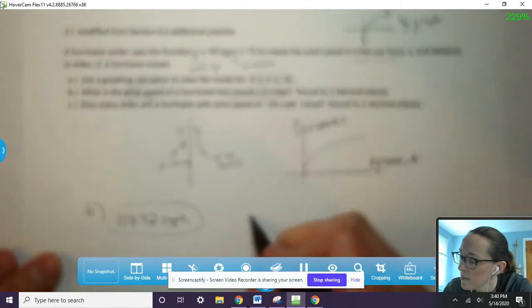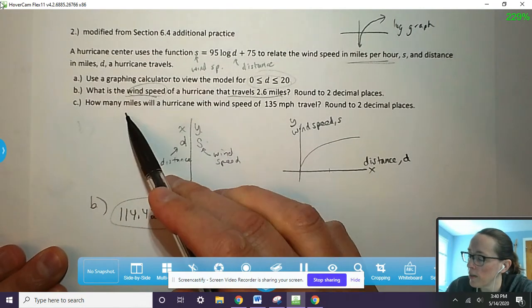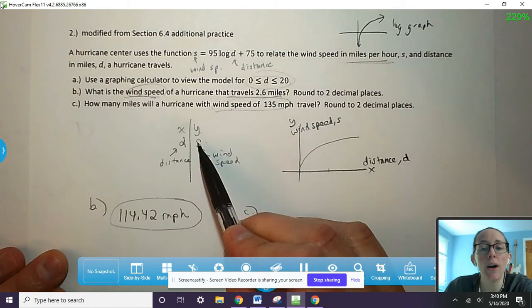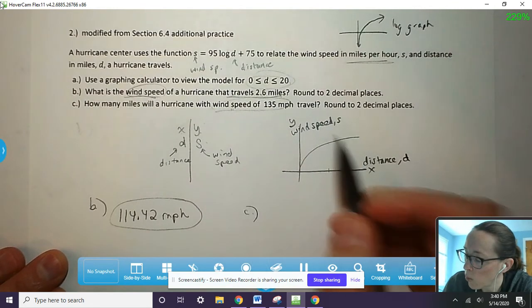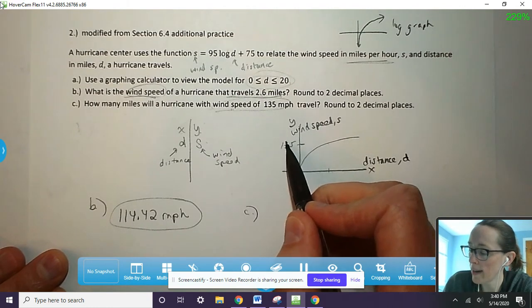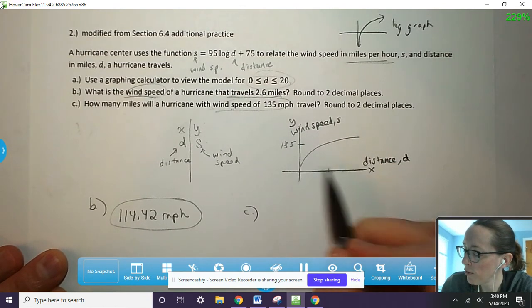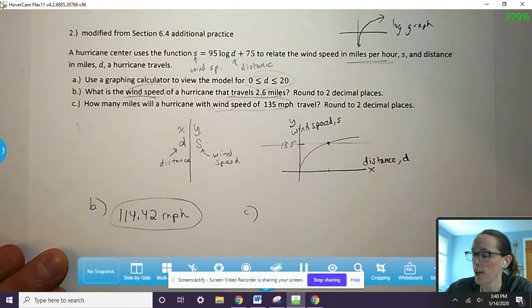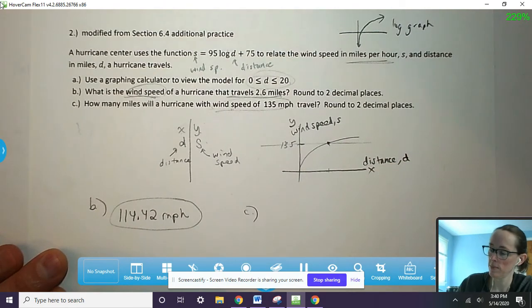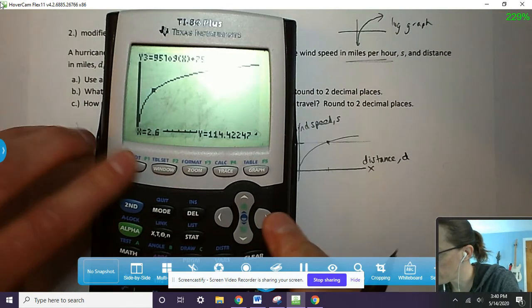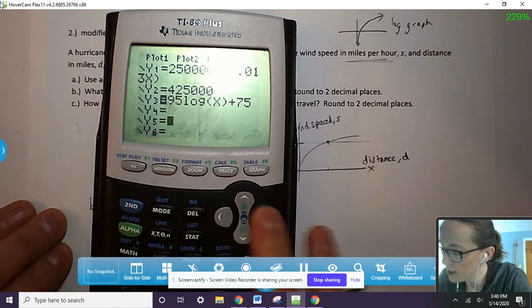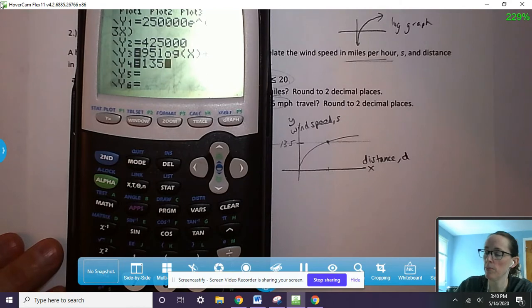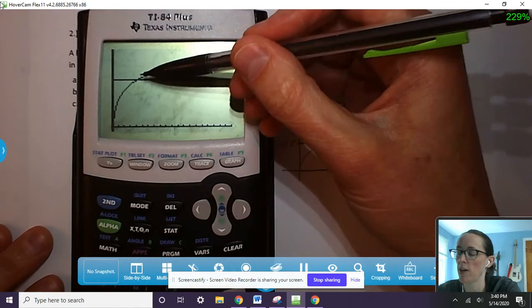And then for C, we want to know how many miles a hurricane with this wind speed will travel. So this is our S value, that's our output. So what we're looking for here is when do we hit 135 on the Y-axis? So to figure that out, if we put in that horizontal line on the graph, we can then find the X value that goes with it. Okay. So we're looking for when we have a wind speed of 135. So I'm going to graph that along with my log graph. And this is the X value I want to find.